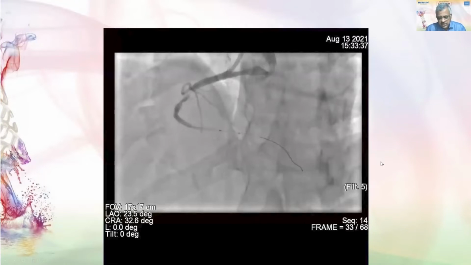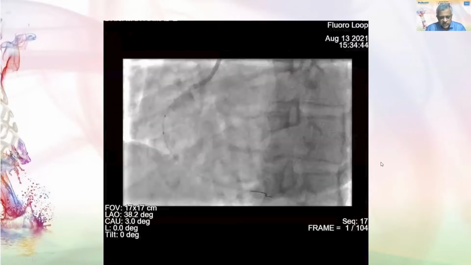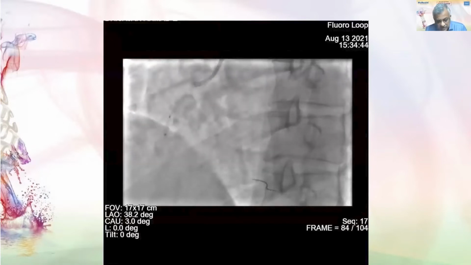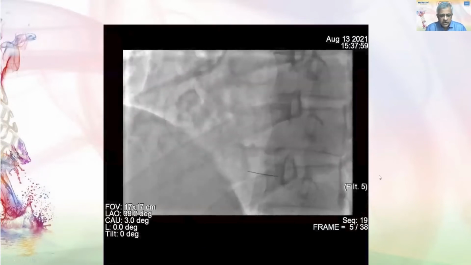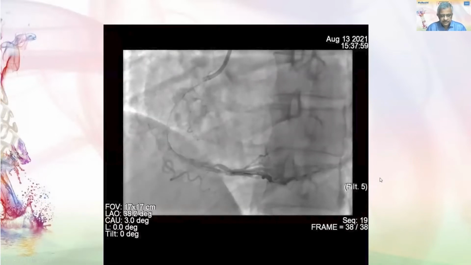So once both the lesions were crossed and dilated, this is the second dilatation we did with the 2.5 balloon this time, because we were not very happy with the OCT catheter. It was hesitating to go through after the 2 millimeter dilatation. Once we did a dilatation with the 2.5 millimeter balloon, we could get the OCT catheter through, and this was the lesion after the dilatation.